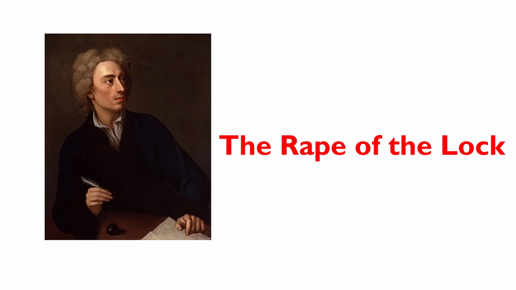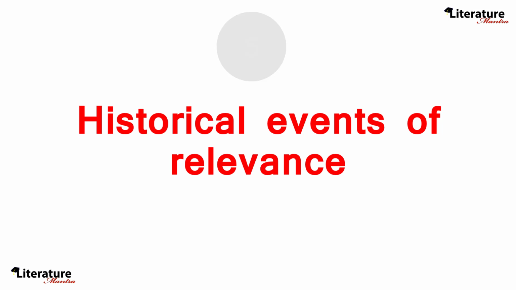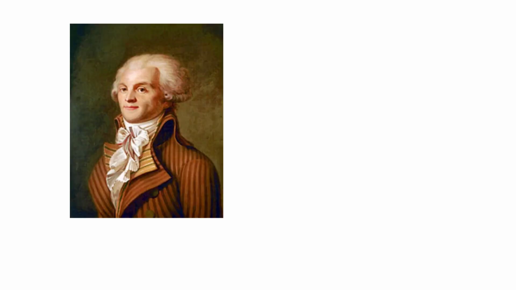The next point is mentioning historical events of relevance. For example, you can mention the French Revolution and the American Revolution while talking about the Romantic era. Mention how Wordsworth's work has been shaped by the French Revolution and how he also gradually got disillusioned or dismayed by the violence and authoritarianism that was unleashed by Robespierre following the French Revolution and later on by Napoleon.